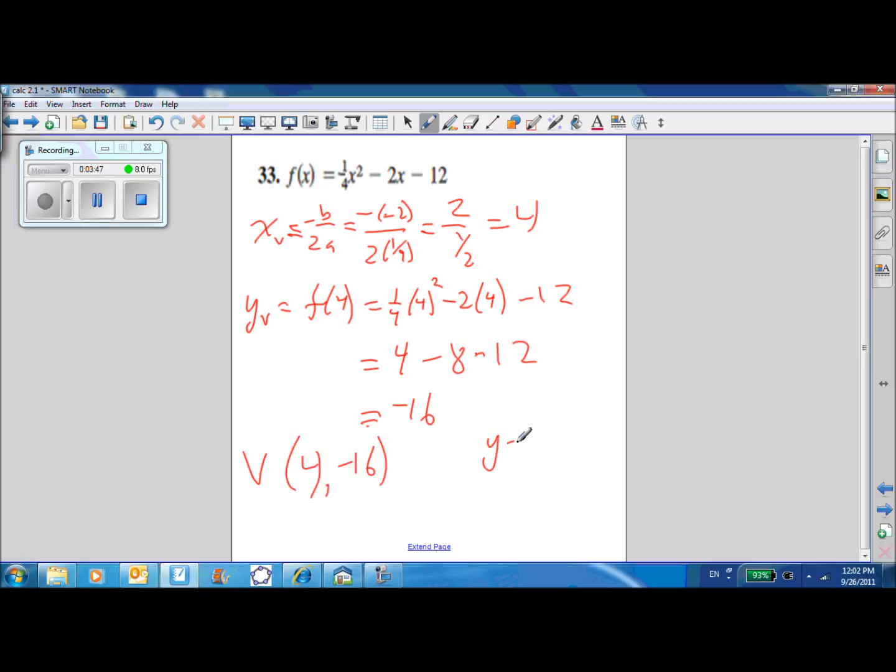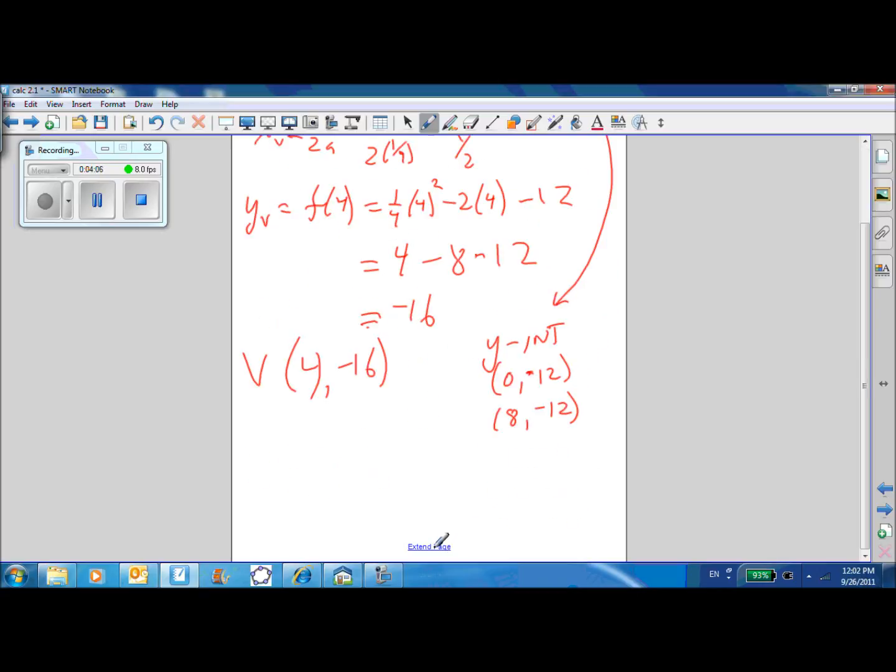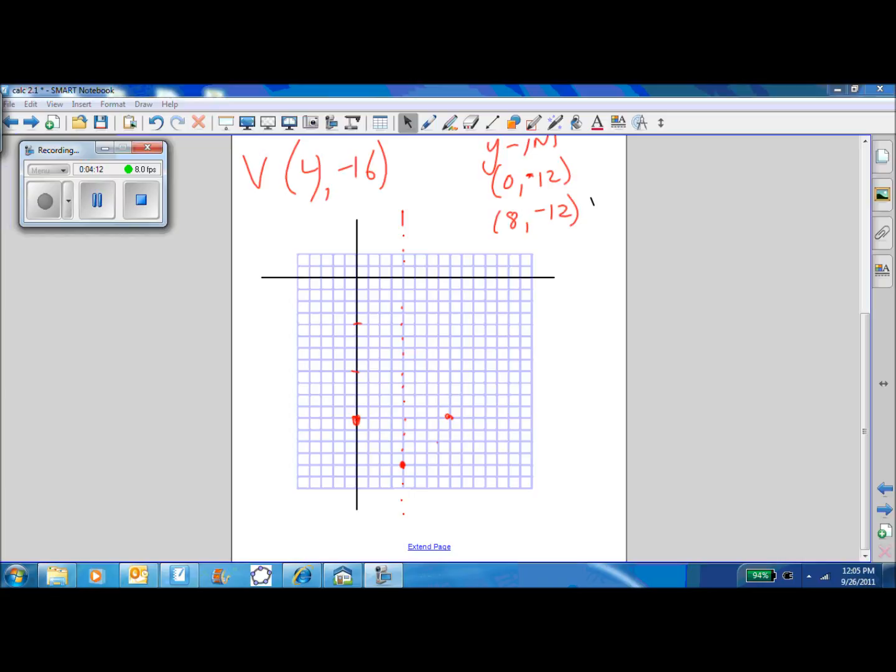We also have from the standard form right away the y-intercept. The y-intercept is just 0, negative 12. And this also gives a point symmetric to that. If the axis of symmetry is at 4, then there's going to be a symmetry point at 8, negative 12. So let's get these plotted so far and see what we've got going on. Okay, so I've plotted the 3 points so far. The vertex here at 4, negative 16. And then the y-intercept and the point symmetric to it. Y-intercept at 0, negative 12, and the point symmetric to it at 8, negative 12.